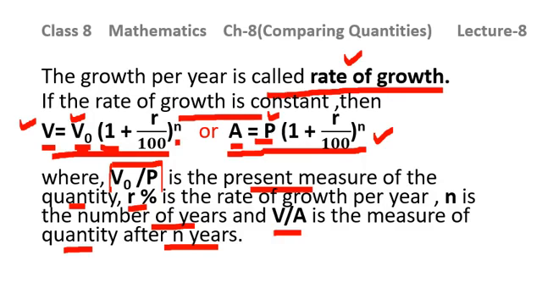Then we have talked about the rate of growth. If we need to measure the growth per year, then this growth per year is called rate of growth. And this rate of growth, if it is constant, is given by the formula V is equal to V naught (1 plus R over 100) raised to the power n. Or you can write this same formula in terms of amount and principal. Rate and n are the same in both formulas, so it will not make any difference for those. Where V naught or P represents the present measure of the quantity, R percent represents the rate of growth per year, n is the number of years, and V or A is the measure of the quantity after n years.